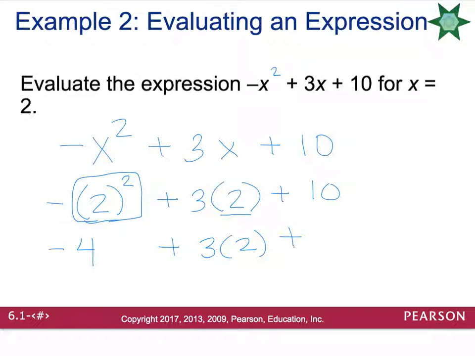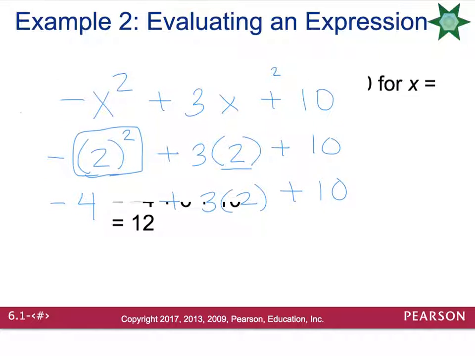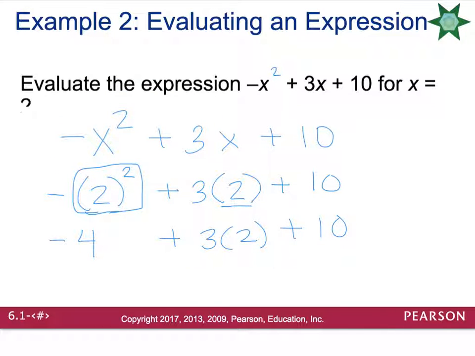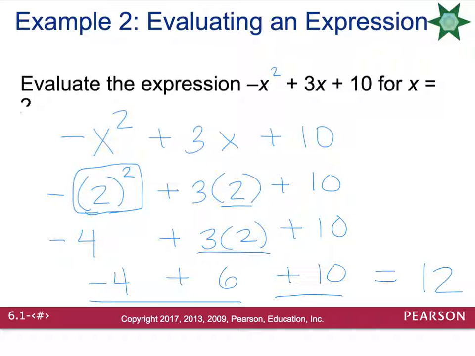Then you will complete multiplication and division from left to right. So I have my 3 times 2, which is going to be 6. And then last, addition and subtraction from left to right. So you'll first add the negative 4 plus 6, which is 2. And then 2 plus 10 would give you 12.